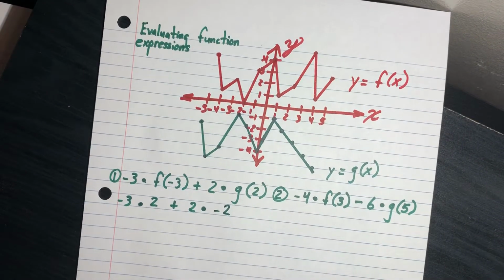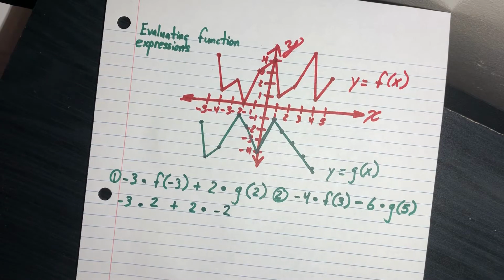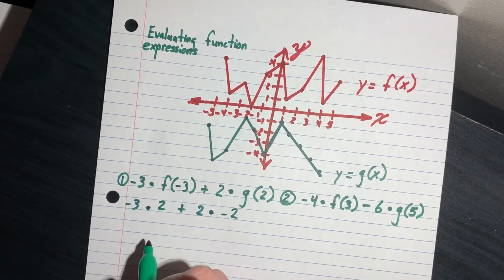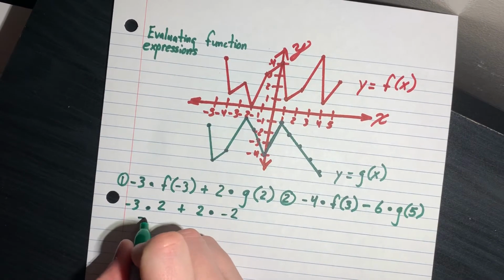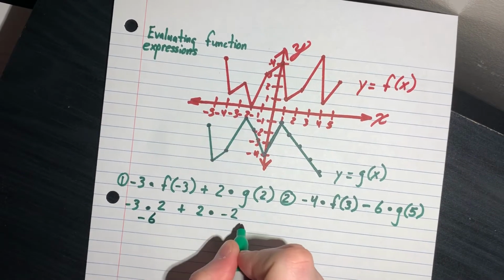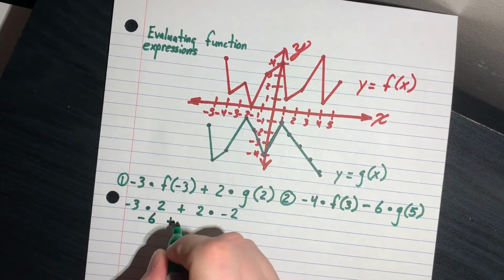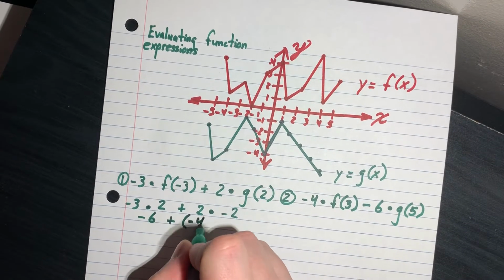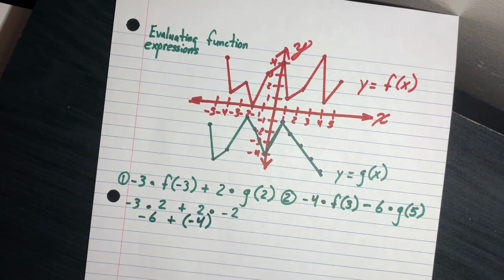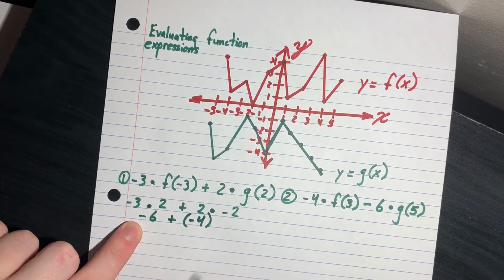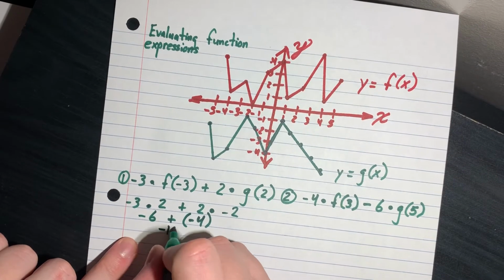So now all we need to do here is follow our order of operation rules. So -3 times 2 is going to give us -6. And then over here we can bring down this plus sign, and then we have 2 times -2, which is going to give us -4, which will give us -6 plus -4. Well, we have a negative plus another negative, so that's going to give us -10.